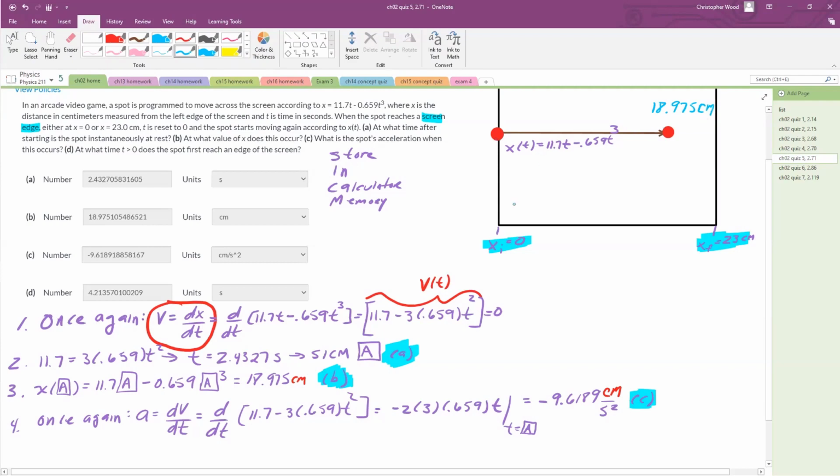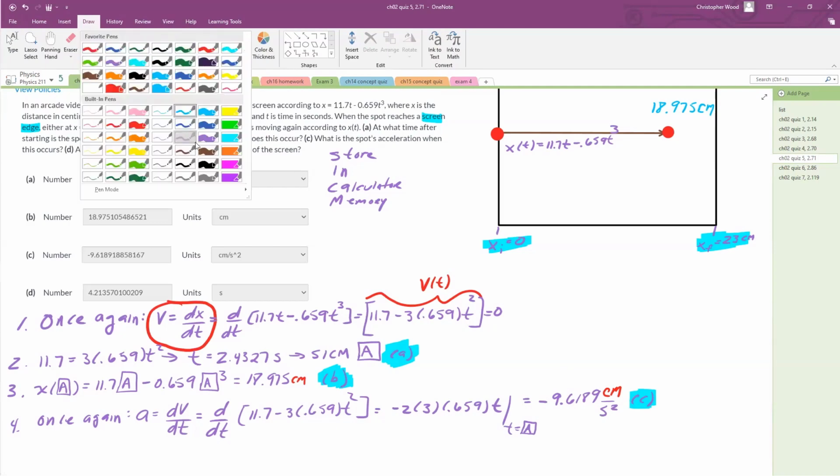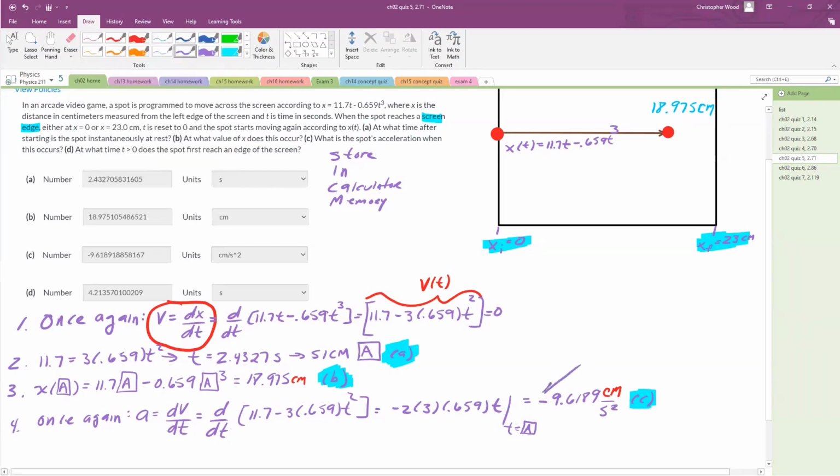And how do I know it reversed itself? Because my acceleration is negative. So that's how I know. This negative means acceleration is oriented in the negative x direction. That's what that negative sign means. I have my acceleration vector doing this.